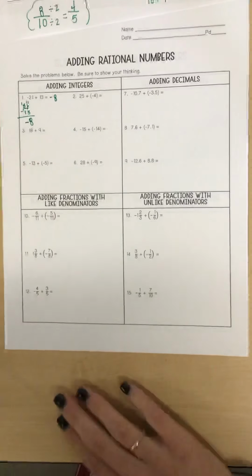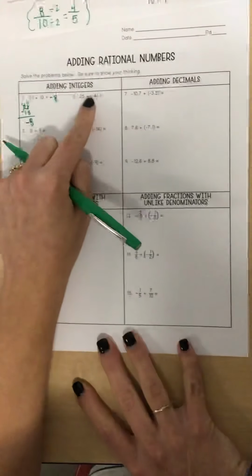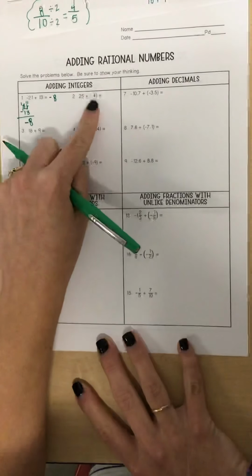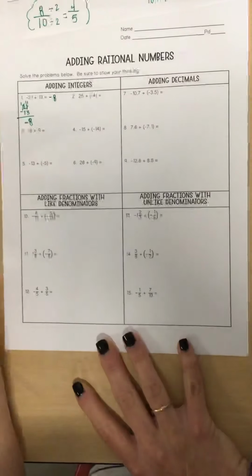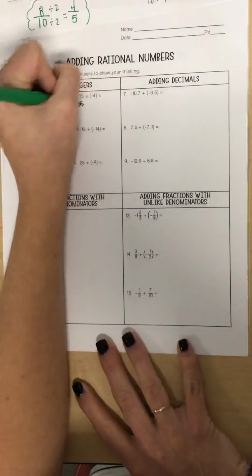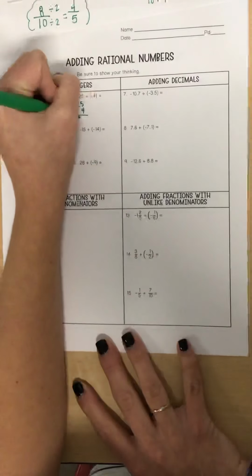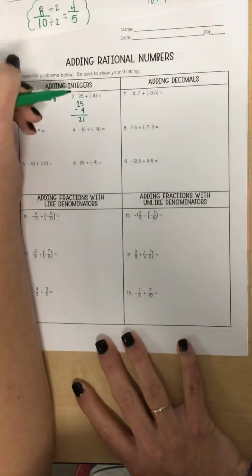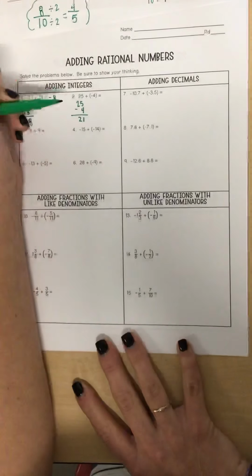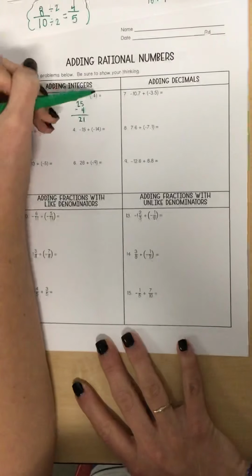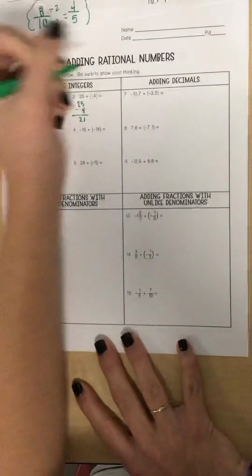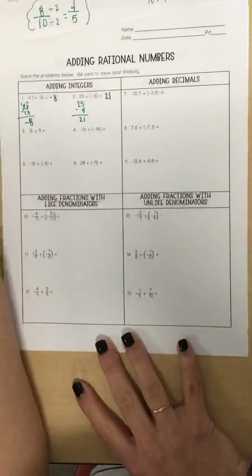All right, number 2 is 25 plus negative 4. So again, it's different signs. I have a positive and a negative. So the first thing I'm going to do is subtract. 25 minus 4 is 21. And if I look here, I have more positives because I have 25 positives and I only have 4 negatives. So I have more positives, so my answer is positive.